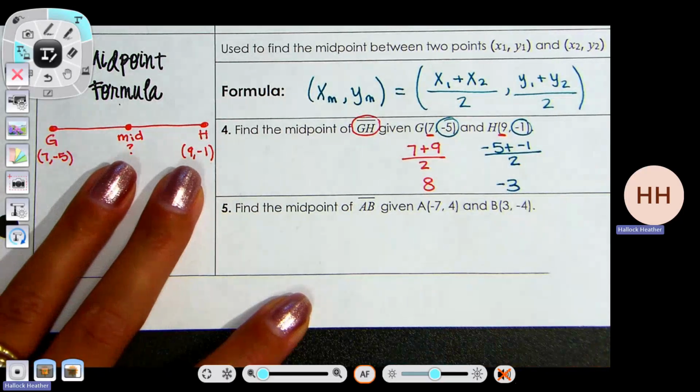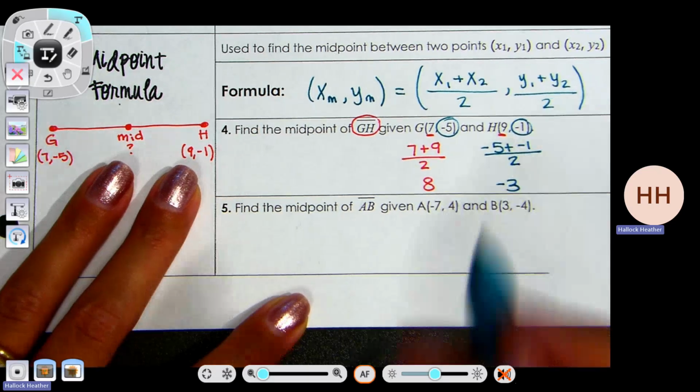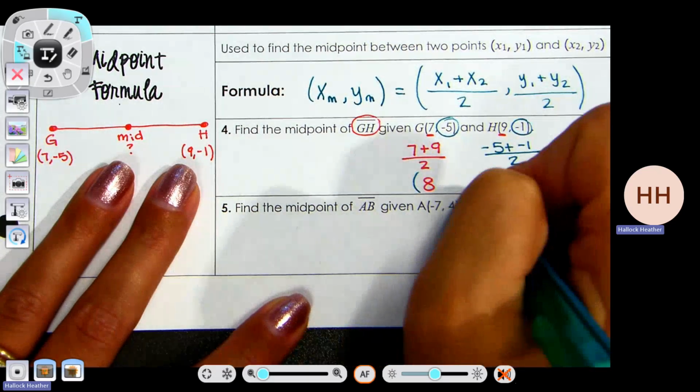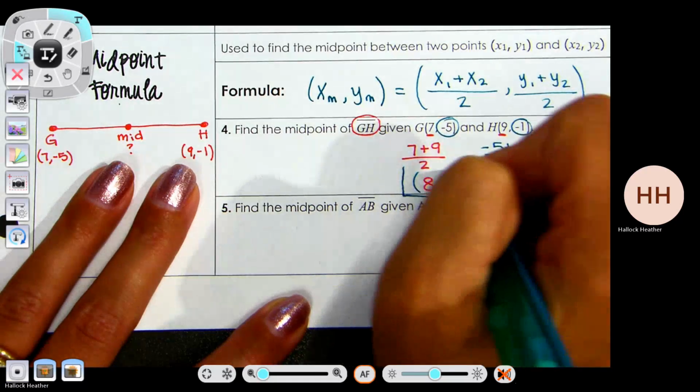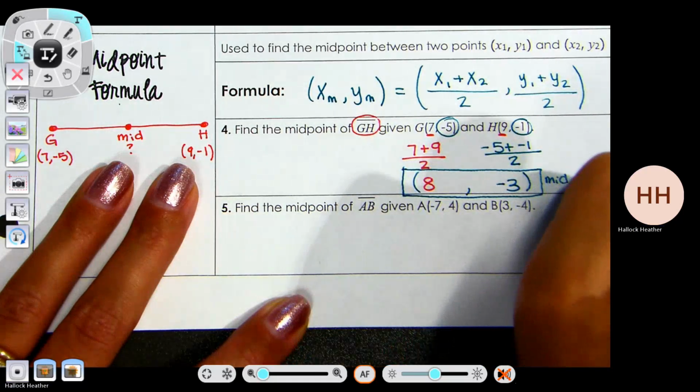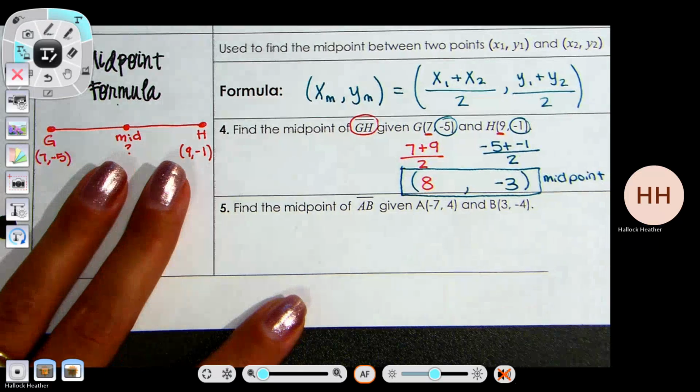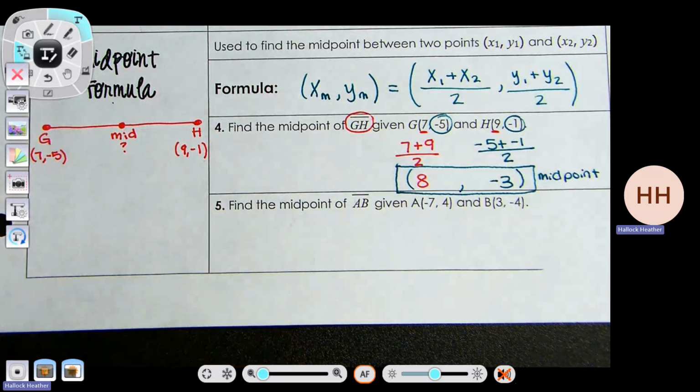The reason I have 2 separate numbers is because one is X and one is Y. They come together to make a coordinate point. This is my coordinate, 8, -3. That's the midpoint. You're basically finding the average between the 2 coordinates. You have to use X with X, Y with Y. So take a minute, try number 5. You're adding the X's and dividing by 2. You're adding the Y's and dividing by 2. You're finding the middle point.